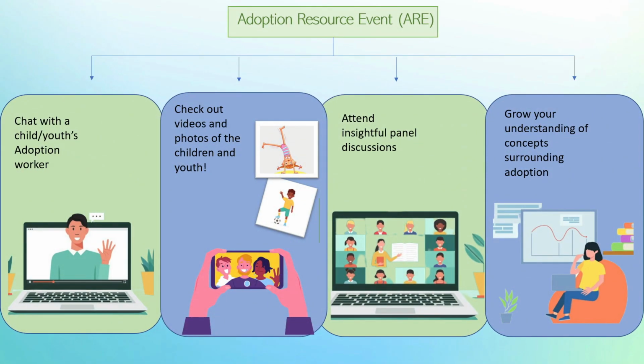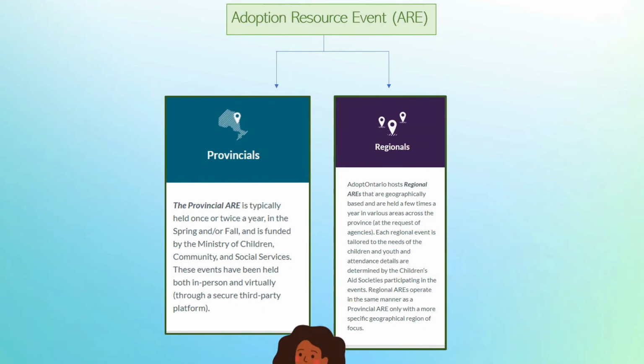So at the ARE events, you have the opportunity to chat with adoption workers, check out videos, photos, and profiles presented of the children and youth, attend tons of insightful panel discussions, and of course, grow your understanding of the concepts surrounding adoption. Now, there are both provincial and regional AREs. The provincial AREs typically take place once or twice a year. Regional AREs can be held a couple times throughout the year at the request of agencies.